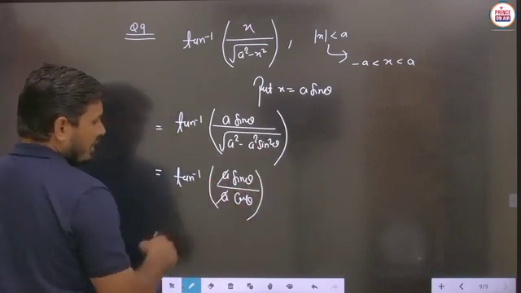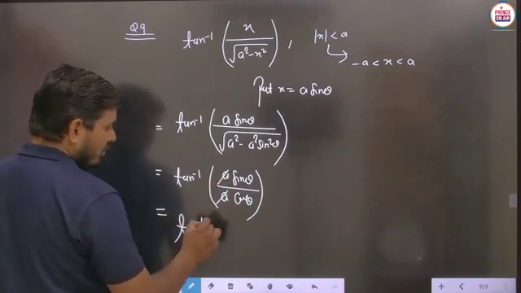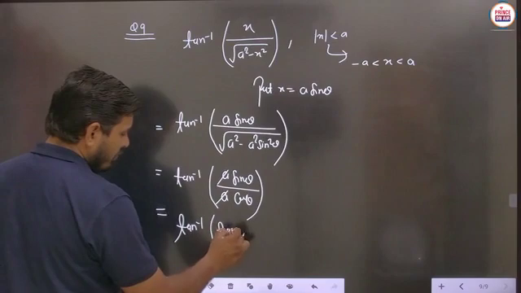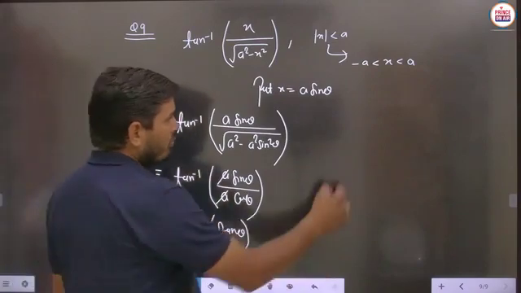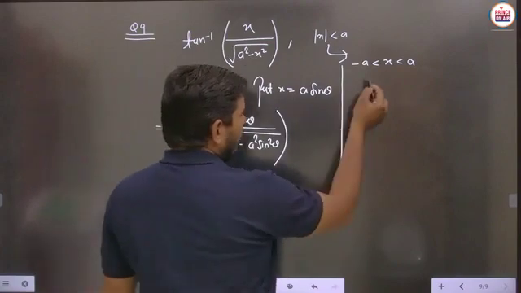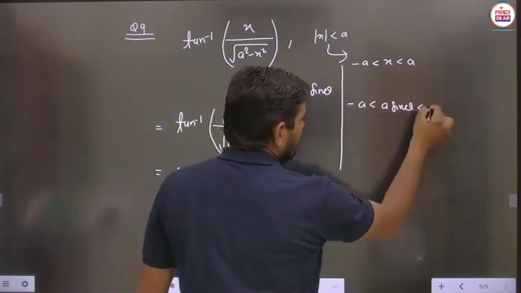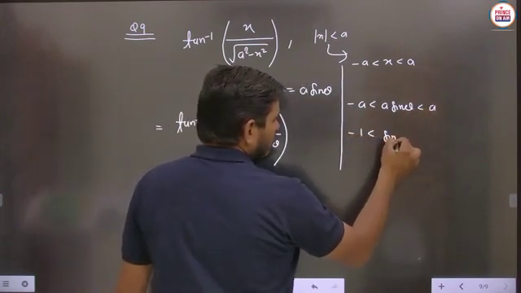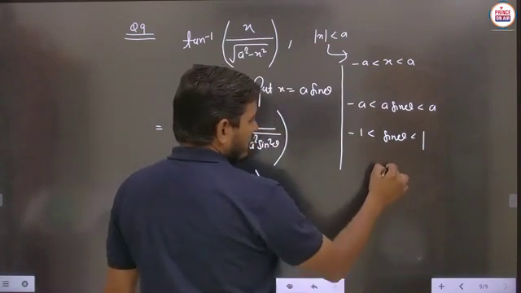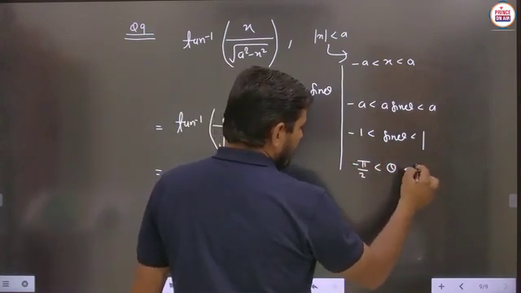Now a will get cancelled out, and again you can say that tan inverse of tan theta will be there. Now what is theta? So basically we have to see the condition. X equals a sin theta, so minus a, here x is a sin theta, then divided by a, it should be minus 1 to sin theta, and this is plus 1, then theta is to be taken from minus pi by 2 to plus pi by 2, no problem.